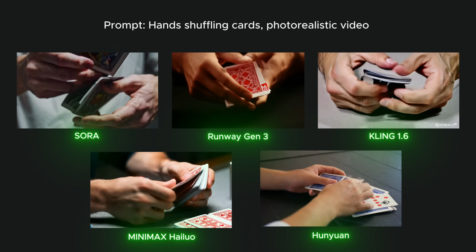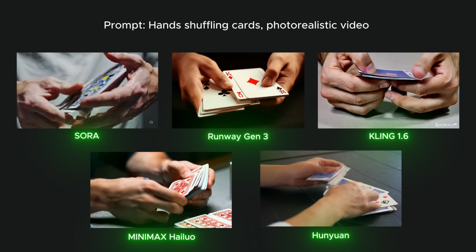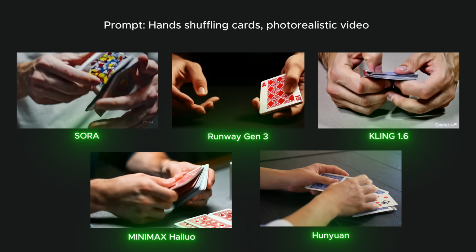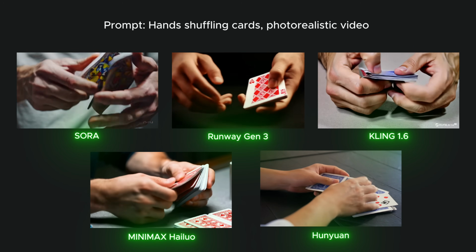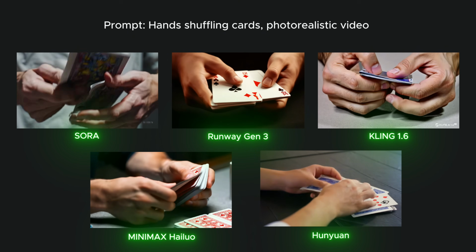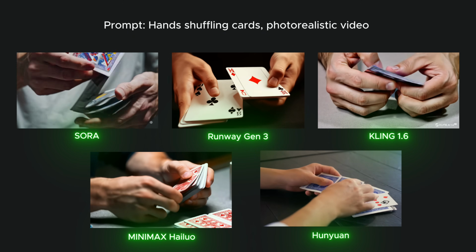The next prompt is hands shuffling cards, a Turing test for AI video models. Simply, all models struggled with this prompt. It's a very good prompt to test these models. I haven't seen any AI video model that passes this test easily, except Google VEO 2.